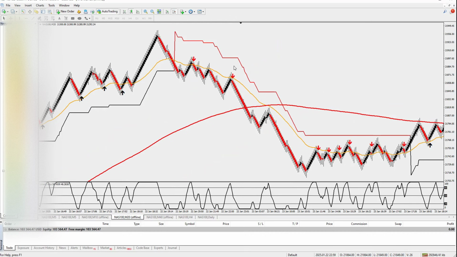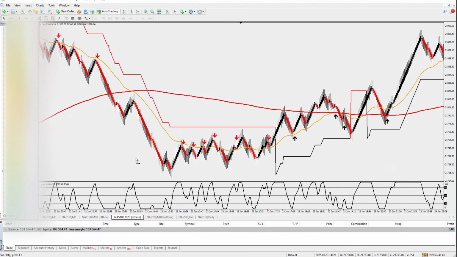So this has to be red, price has to be below it, this indicator has to be all the way up, and price has to be using the yellow line as resistance. You can see short, short, boom.